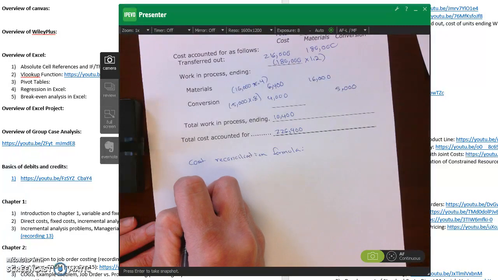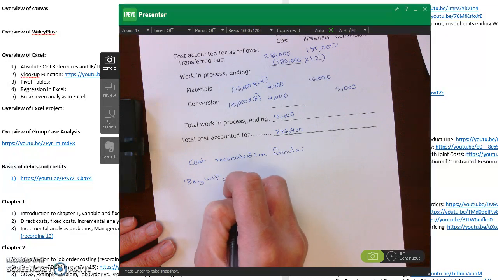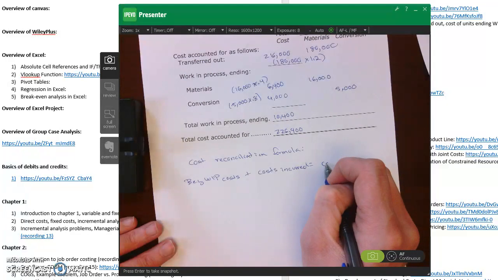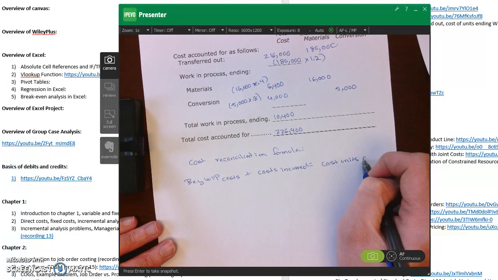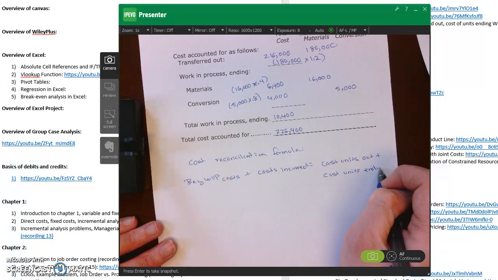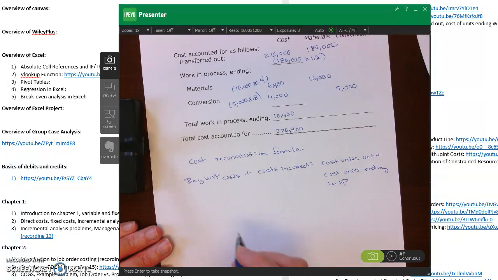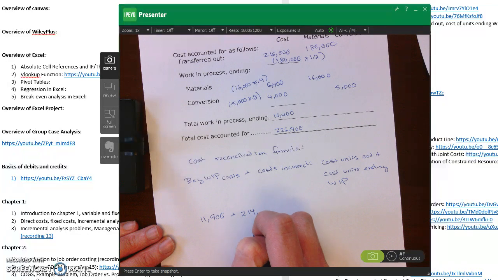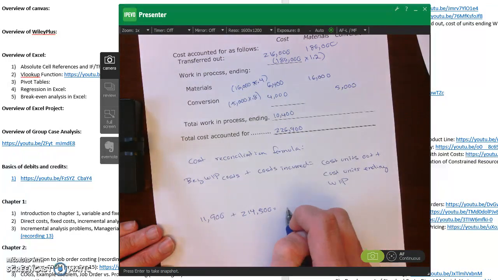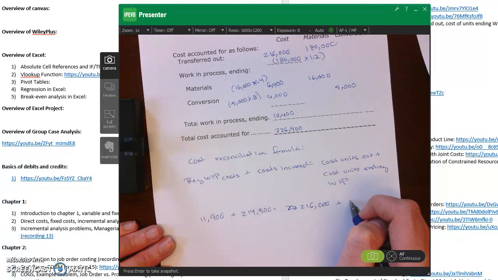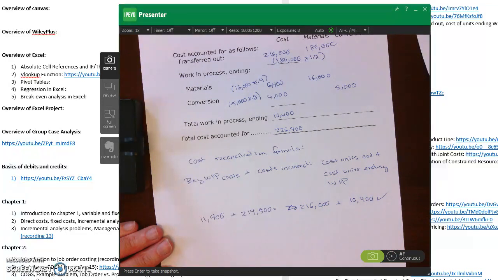Simply by taking our beginning WIP costs plus extra costs incurred, equals cost of units transferred out plus cost of units in ending WIP. And with respect to what we've done here, remember we have our beginning WIP costs of 11.9 plus we added 214,500 equals our 216, cost of units transferred out, plus our 10,400 cost of units in ending WIP. We check out and all is well and right in the world.